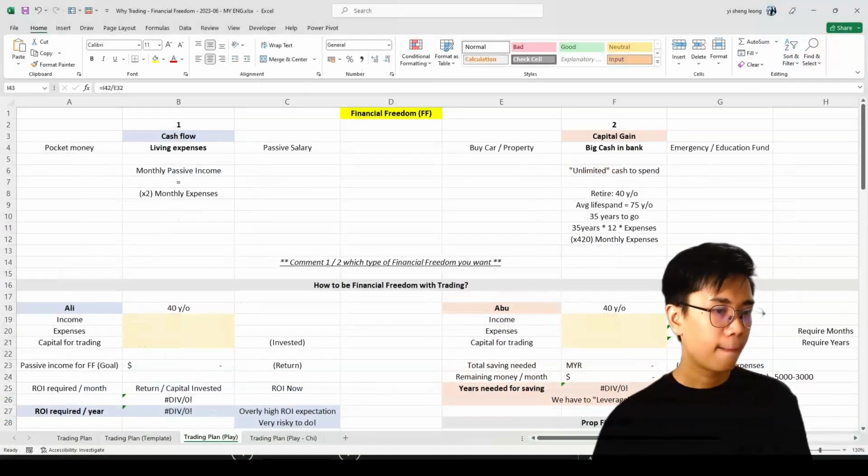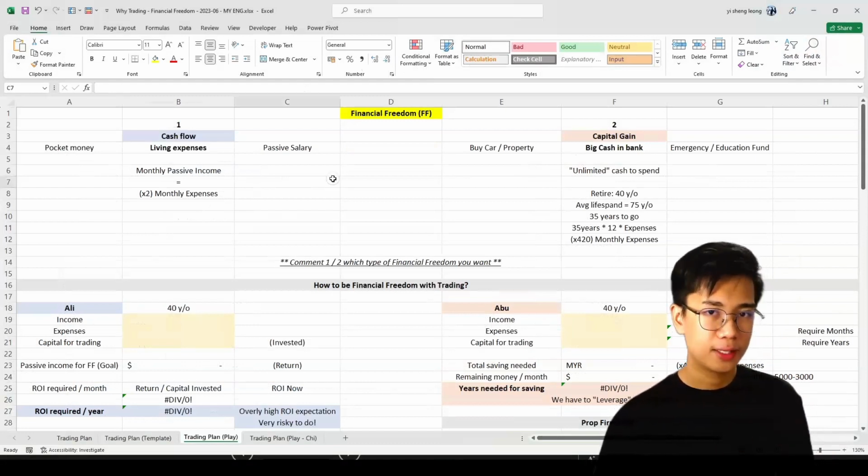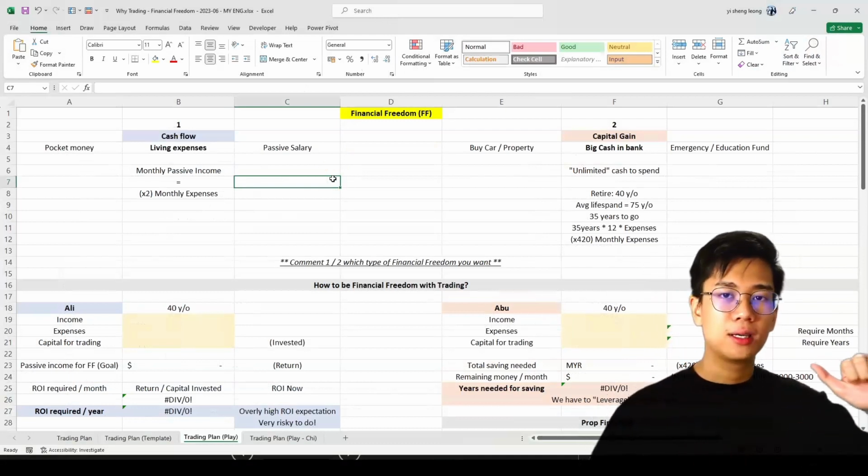Okay. Now, over here, just like I said, there are two ways of achieving financial freedom in trading. Number one, cash flow. What is cash flow?